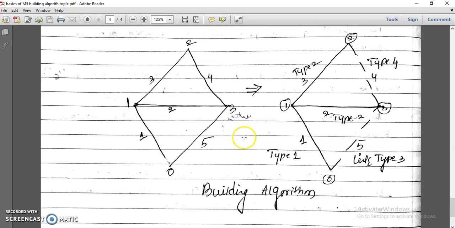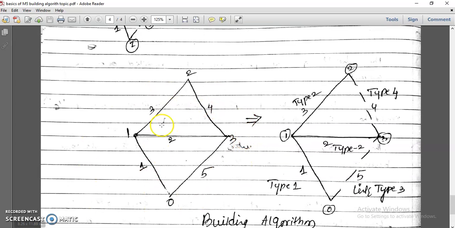You can check it by formula also. How many elements are here? 5 elements. If you want to check how many links you are getting, L is equal to E minus N plus 1. E is 5, N is 4. So 4 minus 1 will be 3. So 5 minus 3 will be 2. So 2 branches remain as links.